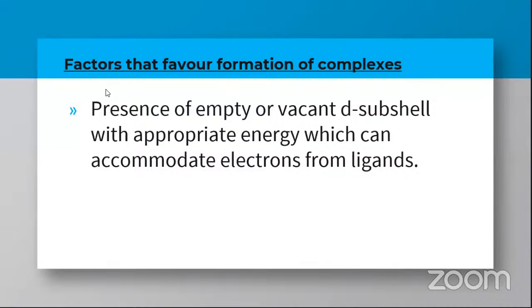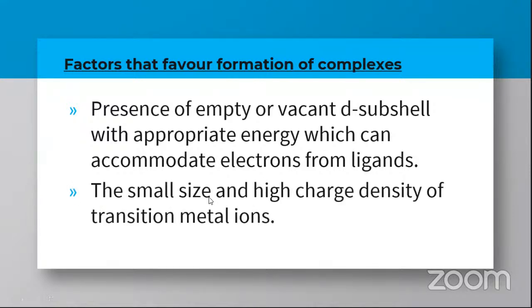So now we're saying small and highly charged ions. Secondly, the small size and high charge density of transition metal ions. I think that is what Nabdu was talking about. Why are we saying that they are small? It is because all these transition elements are in one period, and they keep on increasing in atomic number, meaning that the atomic size keeps on reducing instead of increasing. So that's why we are saying they have small size.